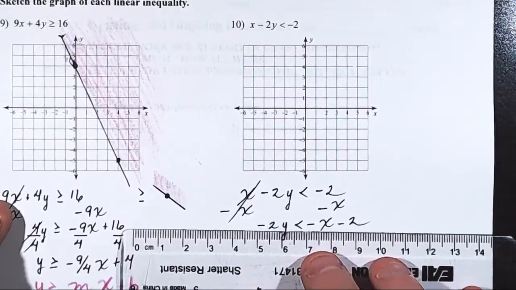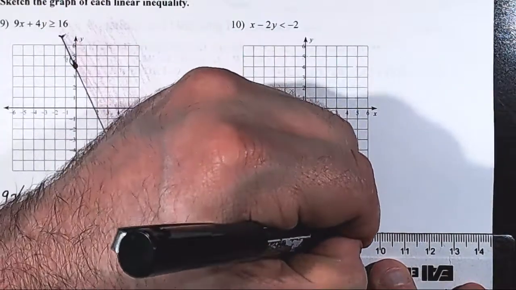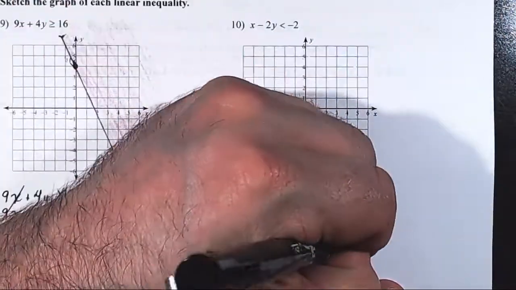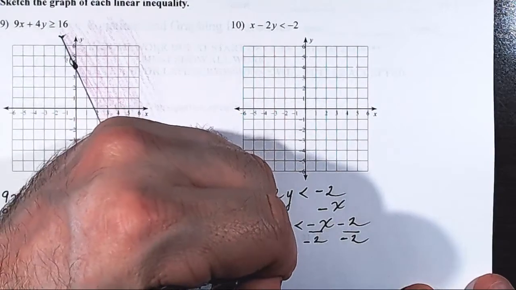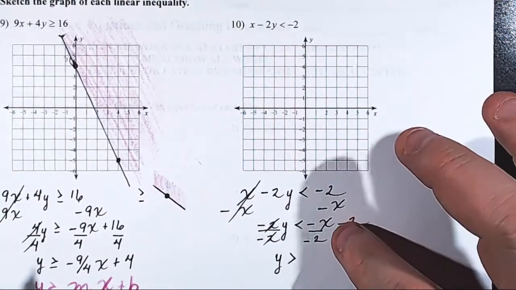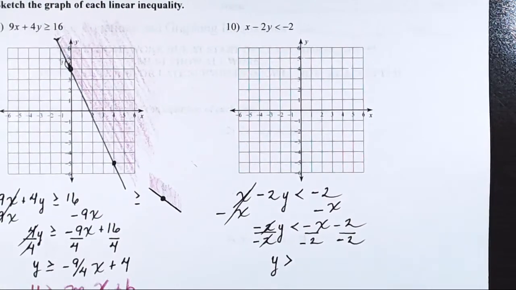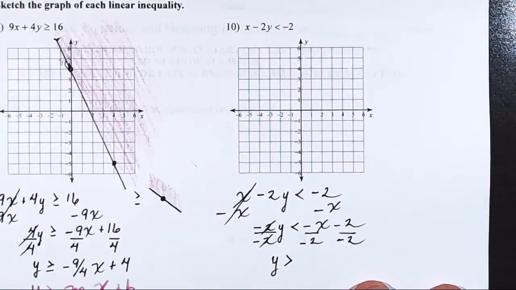Now I will divide by a negative and divide everything by negative 2. That cancels the two negative 2's on the left, leaving y by itself. And I must flip the sign now. So now y is greater than. Now I have negative x divided by negative 2. Remember, negative really means negative 1. So I have negative 1x divided by negative 2.